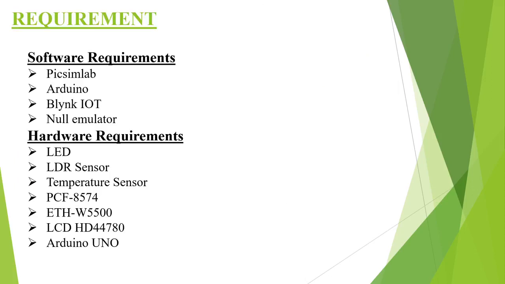The requirements. The software requirements are PicSimLab, Arduino, Blynk IoT, and a null emulator. The hardware requirements are LED, LDR sensor, temperature sensor, PCF8574. Ethernet. Instead of using Wi-Fi, we are using Ethernet to connect to the Blynk IoT application and the PicSim spare parts. LCD, where we are showing the temperature, volume and whether the heater is on or off. All of this is shown in the CLCD, which is LCD HD44780, and the Arduino Uno.